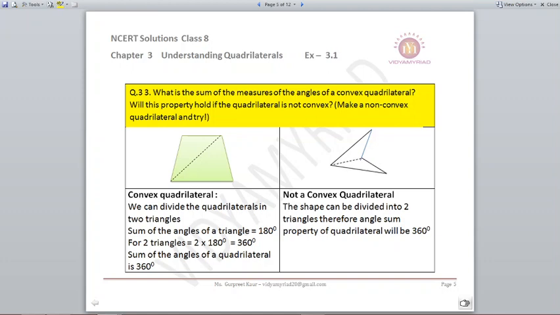Two triangles. So what is the sum? 180 plus 180, or 2 into 180, that comes to 360. So the sum of the angles of the quadrilateral comes to 360 degrees. Now they are asking, will this property hold if the quadrilateral is not convex? Now I have made a concave figure. Here also you can divide the quadrilateral into two triangles. So definitely its sum is also equal to 360 degrees. So it is true.